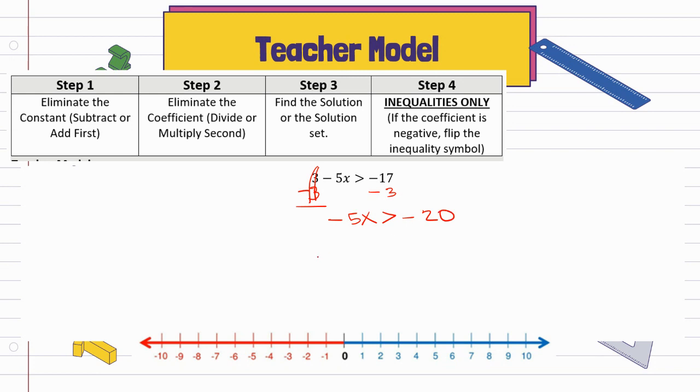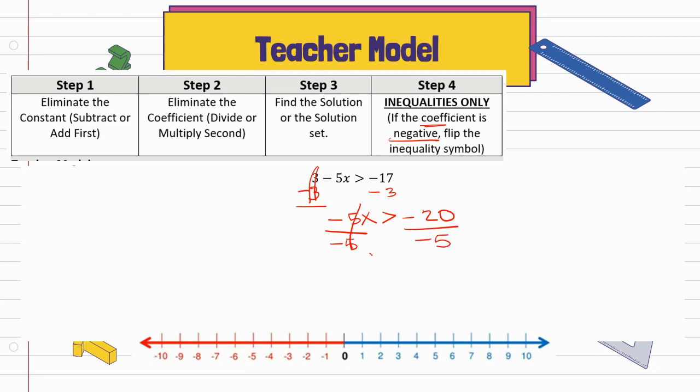Two things. I'm going to eliminate the coefficient, but I need to understand and recognize that my coefficient is negative. This 5 is a negative 5. Because this is a negative 5, my inequality symbol is going to get flipped for my final solution set. So here, I'm going to eliminate the coefficient, negative 5x. X is being multiplied by negative 5. So that means I'm going to have to divide both sides by negative 5.